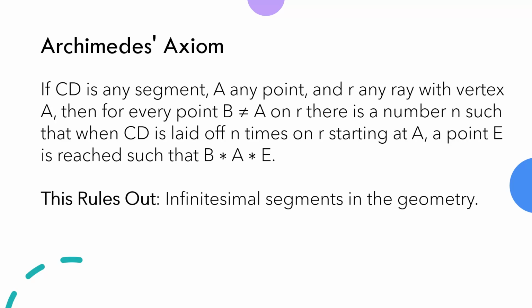When we say this rules out infinitesimal segments, take note that in some mathematical systems there exist infinitesimally small quantities. These infinitesimals are smaller than any positive real number, but still larger than zero. So if geometry contains infinitesimals, measurements could become problematic. Why do infinitesimals break measurements? If segment CD were infinitesimal, then no matter how many times you laid it off, you would never reach any normal distance. Even a billion infinitesimals would still be infinitesimal. This would make measurement impossible.